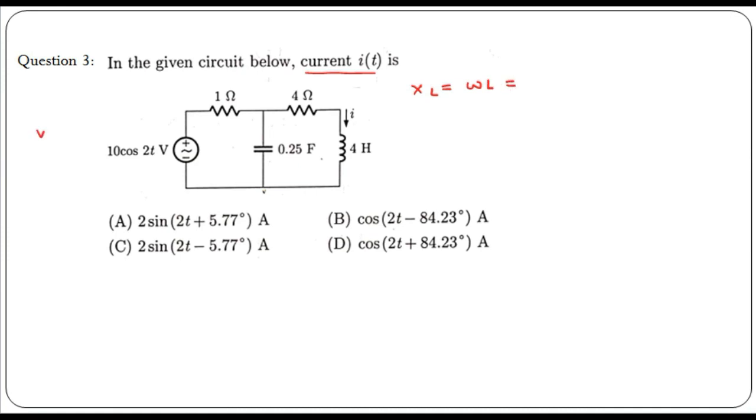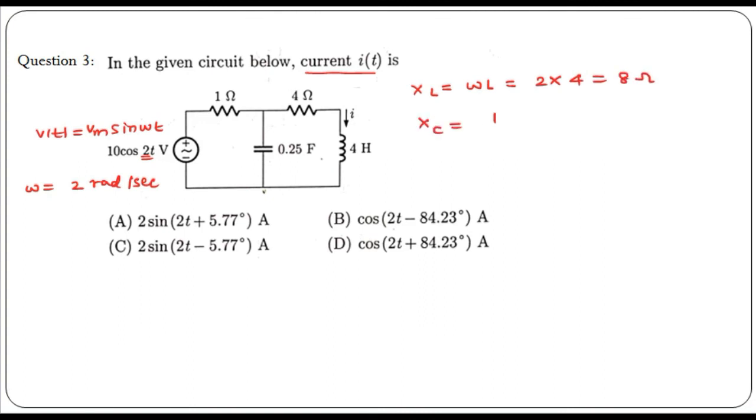So this voltage V of t will be of the form Vm sine omega t. So if we compare, we are getting omega as 2 radian per second. Okay, so omega we are getting 2 radian per second. So this is 2. The L value given in the question is 4 Henry. So we are getting X of L as 8 ohm.